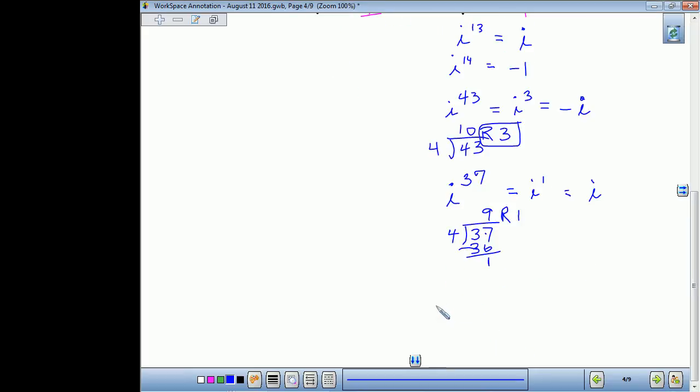Okay, let's do another one. i to the 216th power. That's tricky. But it's not tricky. Really, all you have to do is 216 divided by 4. It goes in there how many times? 24.